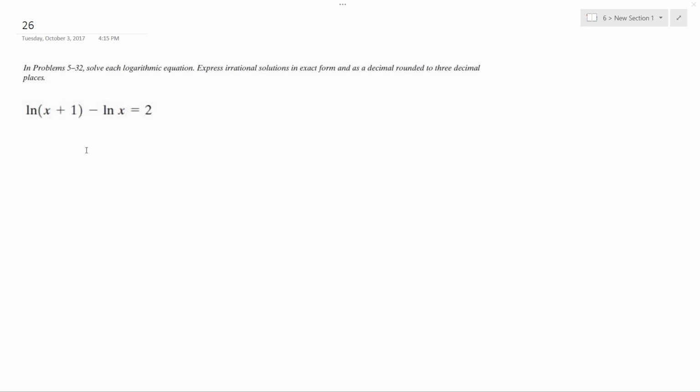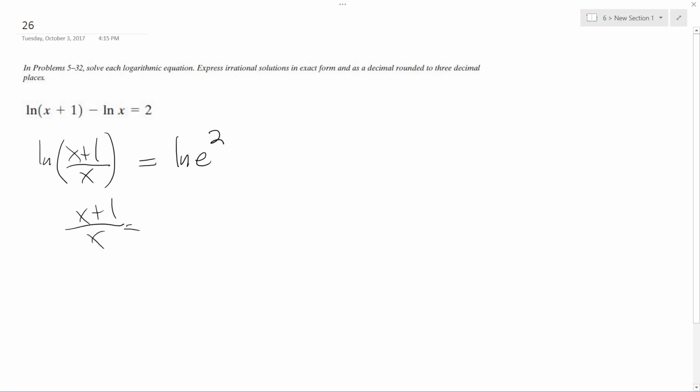Solving this, we can combine like terms, so we get natural log of (x plus 1) over x is equal to natural log of e raised to the 2. We can rewrite 2 as that. So drop these, so I get (x plus 1) over x is equal to e raised to the 2. So I get x plus 1 is equal to x times e raised to the 2.